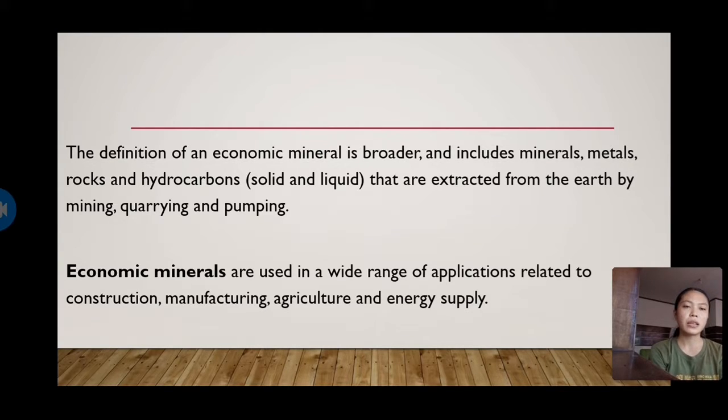So, the definition of an economic mineral is broader and includes minerals, metals, rocks, and hydrocarbons, solid and liquid, that are extracted from the earth by mining, quarrying, and pumping. So let's go to economic minerals. Economic minerals are used in a wide range of applications related to construction, manufacturing, agriculture, and energy supply. So economic minerals is muna ni siya katong gipanggamit sa construction, sa manufacturing, agriculture, and energy supply.